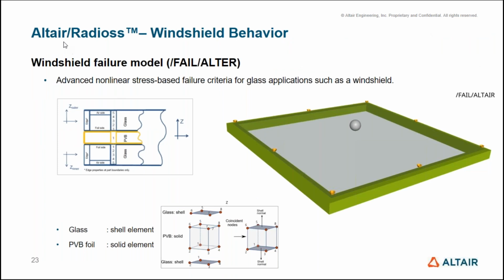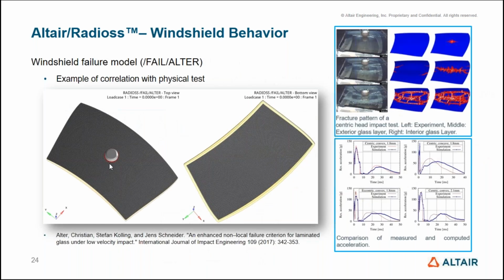The next one is Altair having windshield. If you want to see the windshield failure, then you can use this Altair failure material. So here what we did is, glass is modeled with shell elements and the PVB foil is modeled with solid elements. Once the impact takes place, how the crack is initiating and how it is propagating, you can check with the help of this failure material model. We have checked it for the outer layer as well as the inner layer. So you can see the crack initiation as well as the crack propagation.